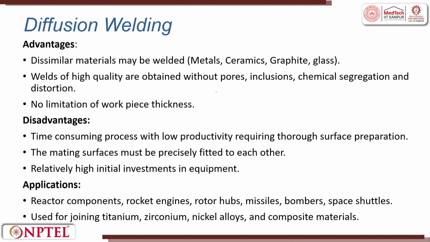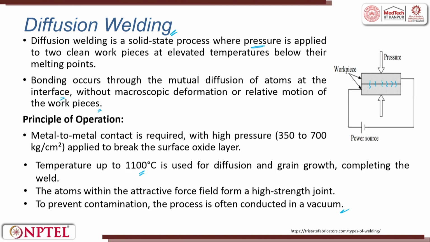So, again, all the advantages and disadvantages are listed. The most important applications are reactive components, rocket engine parts, rotor hubs, missiles, bombers, and space shuttles. They all use the diffusion welding process. So, in strategic applications, diffusion welding is very important.